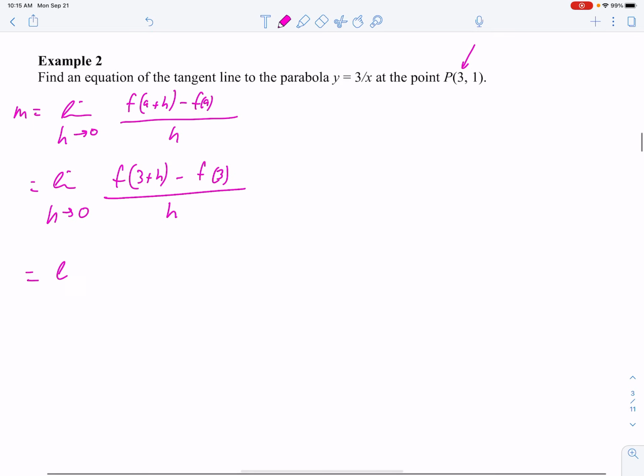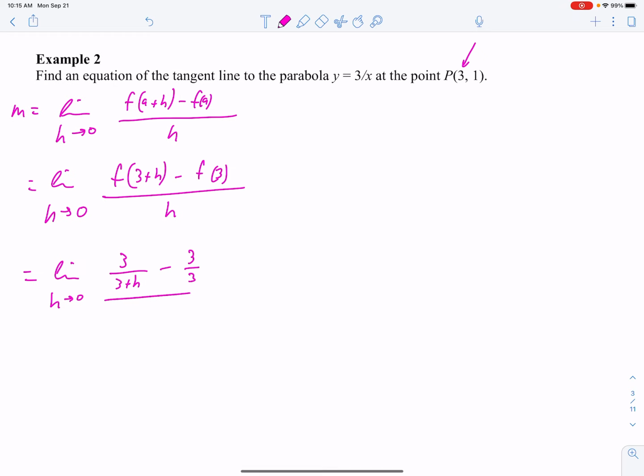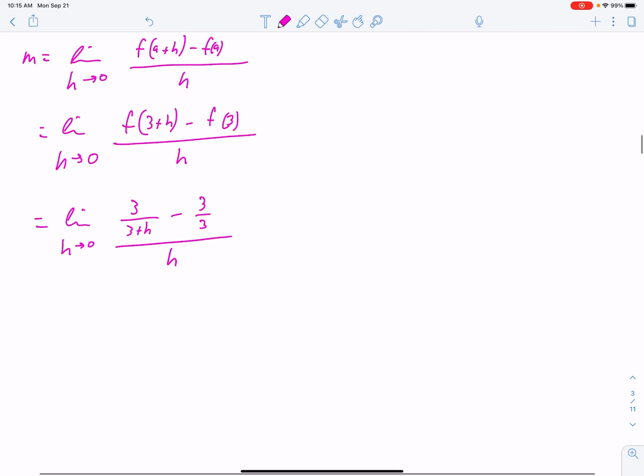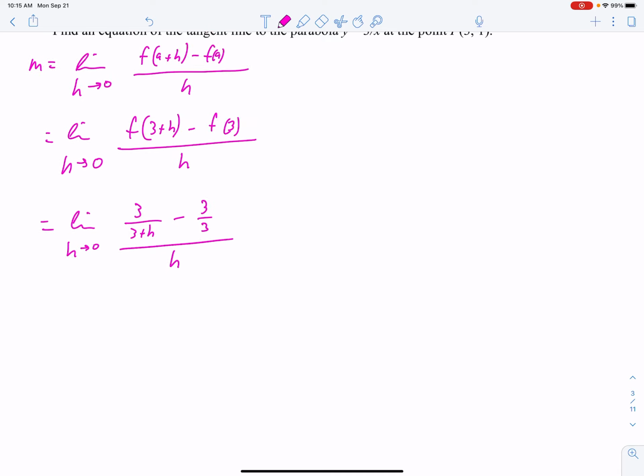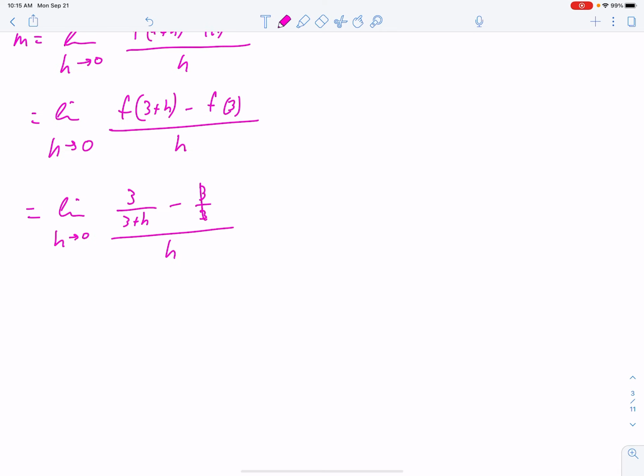So here we go. Again, limit as h approaches 0. F of 3 plus h. Remember your function notation. It means simply replace x with 3 plus h. So we have 3 over 3 plus h minus f of 3 means replace x with 3. Well, that's 3 over 3. I'll write it like this for now, and then we'll simplify. So we actually know this is going to be a 1, right? 3 over 3 is 1.